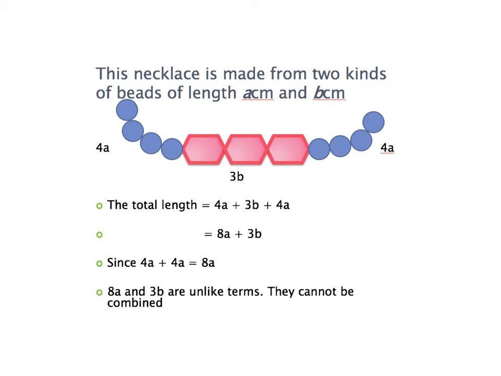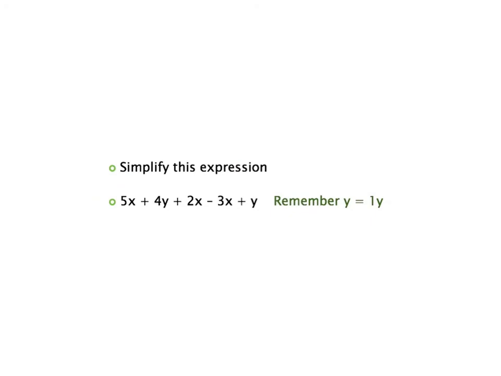Now, we already know we can only collect the like terms. So the 3B has to stay there. Okay, it can't be added to anything. But we can add the like terms together. So we end up getting 8A plus 3B. Okay, so the last bullet point, very important. 8A and 3B are unlike. Okay, so because they're unlike, they cannot be combined. Okay, so then we just simplify this expression.